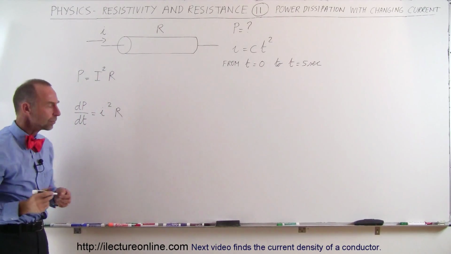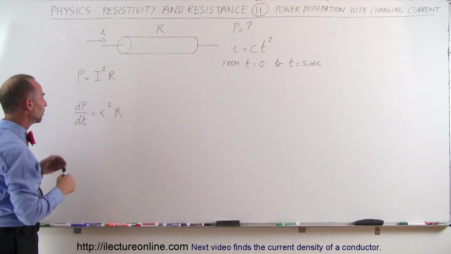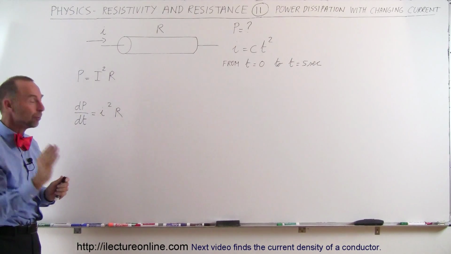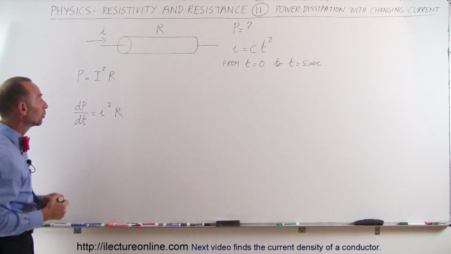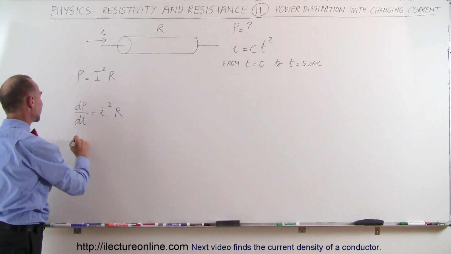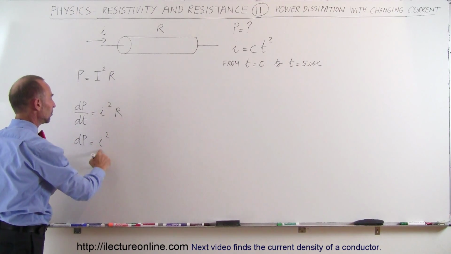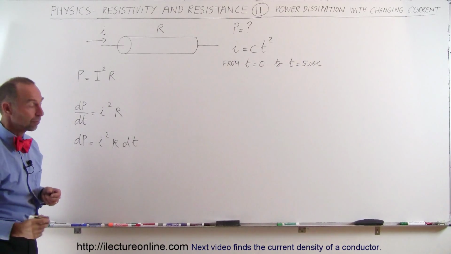All right, so a very small amount of power has been dissipated over a very small amount of time according to this equation. At that moment, the current was equal to I, and the resistance, of course, will be constant, equal to R. So we can then write that dP, the amount of power consumed, is equal to the current at that moment squared times R times a certain amount of time that has elapsed.